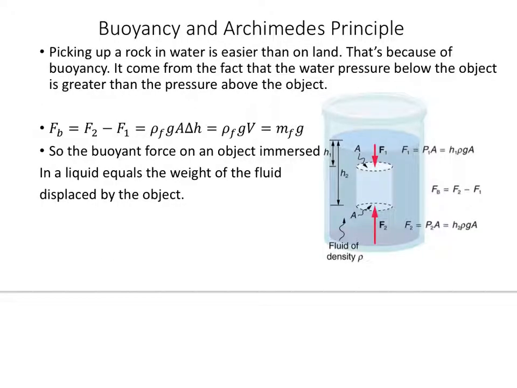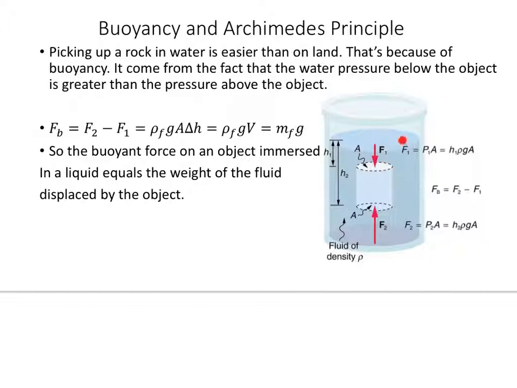Buoyancy and Archimedes' principle. So you probably have had the experience that picking up a rock or anything heavier is easier in water than it is on land. And that's because of buoyancy. And this comes from the fact that the water pressure below the object is greater than the water pressure above the object. And that's the case because of the difference in height. There is a lesser height above the object than there is below the object.